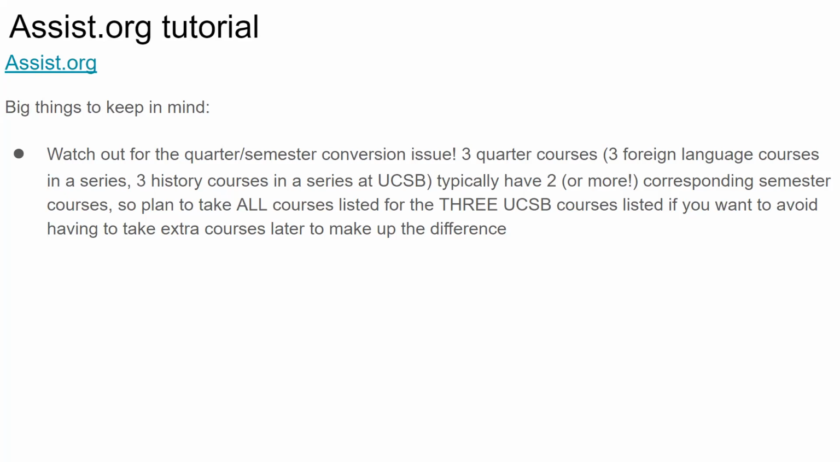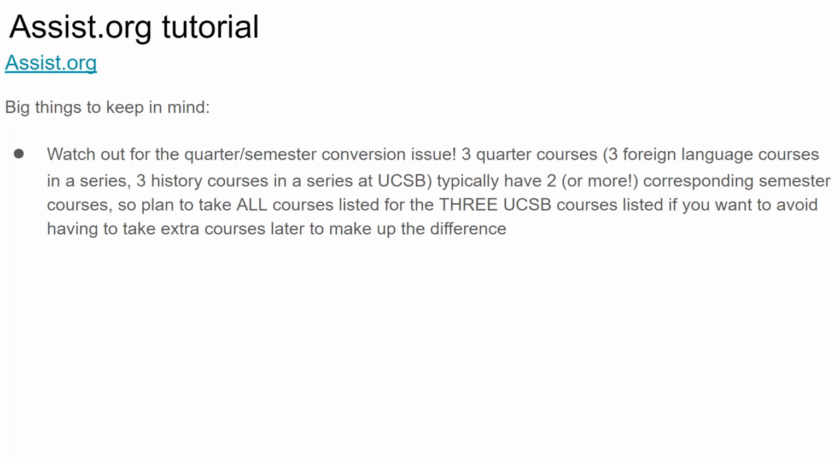3 history courses in a series at UCSB for the pre-major requirement, where you pick 3 history courses from a selected geographic region. They typically have 2 or sometimes more, depending on the college, corresponding semester courses at a semester system school. Could be closer to 3 courses at a quarter system school, right?